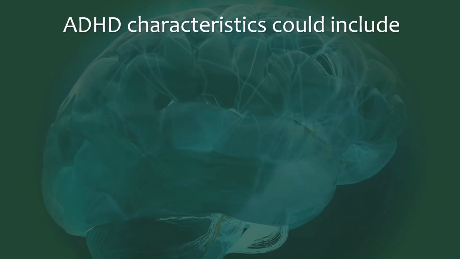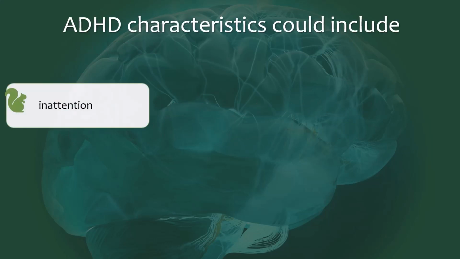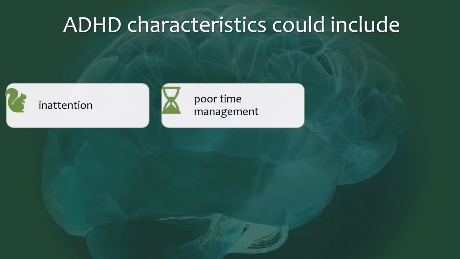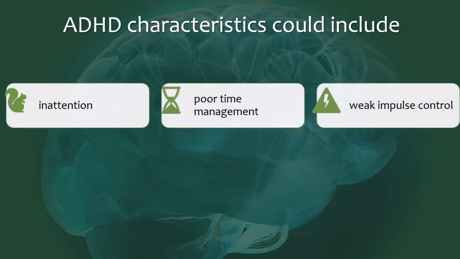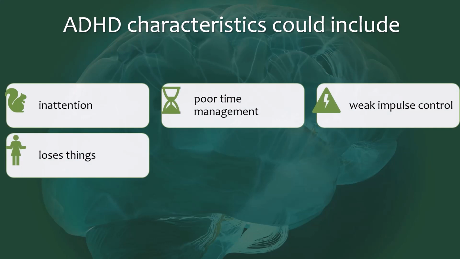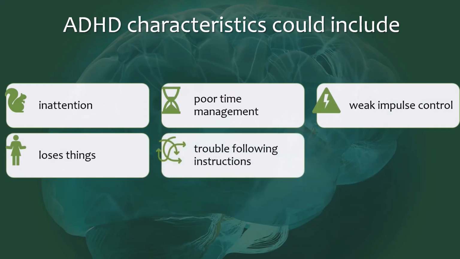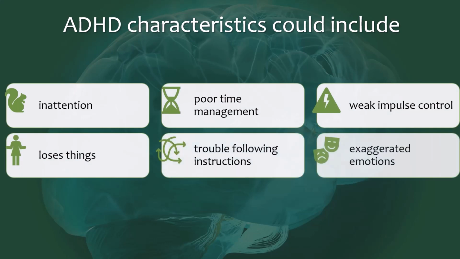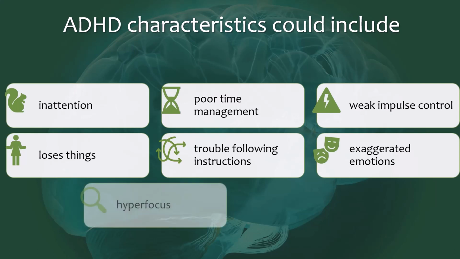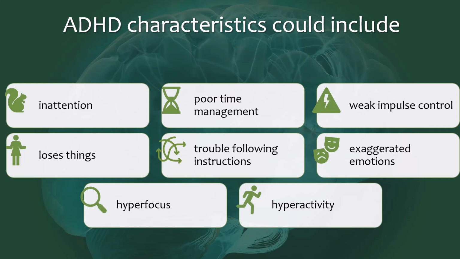ADHD characteristics could include inattention, poor time management, weak impulse control, losing things, trouble following instructions, exaggerated emotions, hyperfocus. This is the opposite of inattention and can exist just as much with ADHD, and hyperactivity.